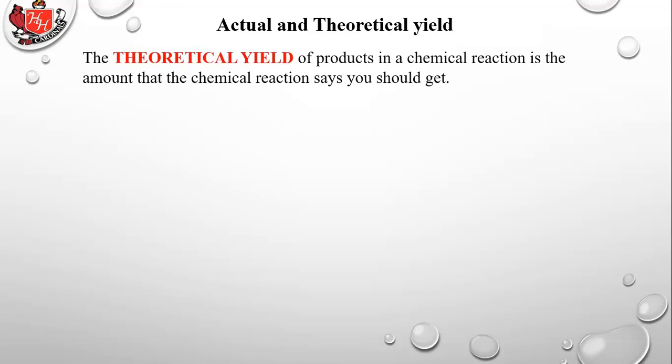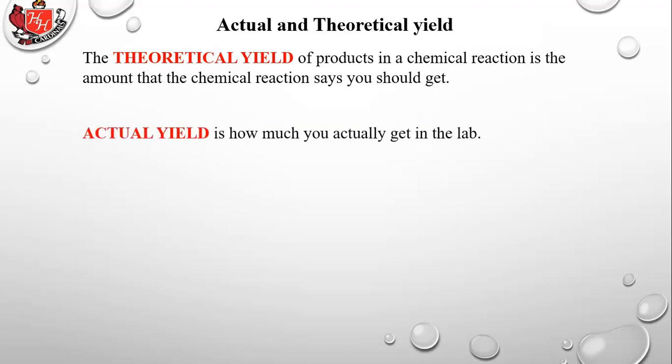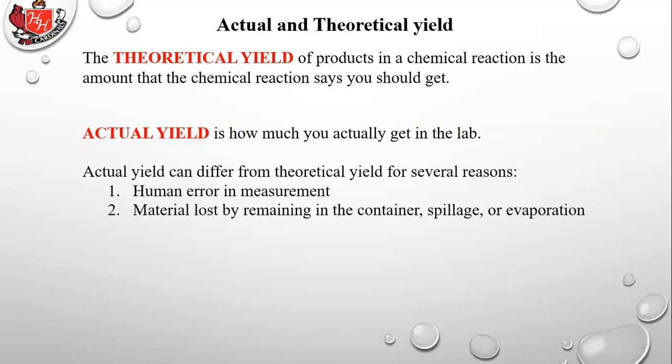Okay, now we're going to deal with the concept of percent yield and theoretical yield and actual yield. So the theoretical yield of products in a chemical reaction is the amount of chemical that the chemical reaction says you should get. In other words, when you do it on pencil and paper and you do the stoichiometry, it says this is what you should get for your products. The actual yield is how much you actually get in the lab. So actual yield can differ from theoretical yield for several reasons. Human error in measurement, you just measured something wrong. Material lost by remaining in the container, or you spilled a little bit of it, or some of it evaporated out. So it's the real world versus the theoretical world.